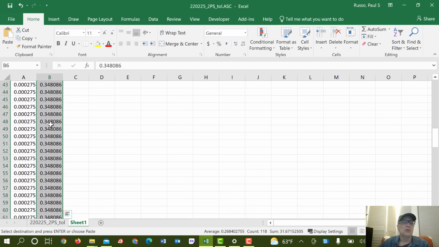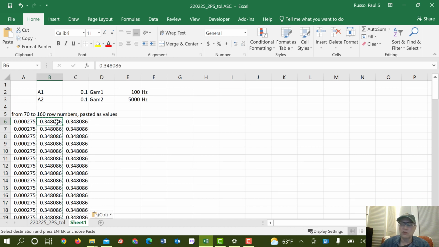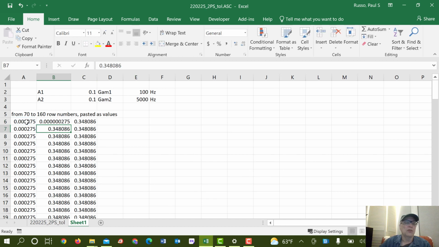It's going to be easier on me if I convert those to seconds instead of milliseconds. So what I'm going to do here is I'm going to say equals this divided by 1,000. So that's what that is in seconds.